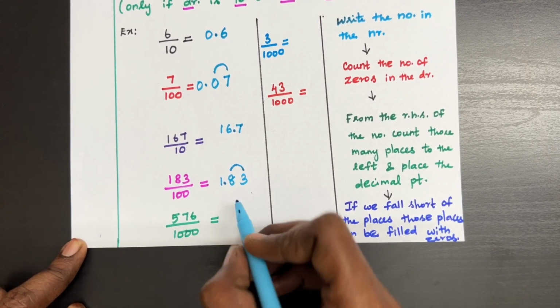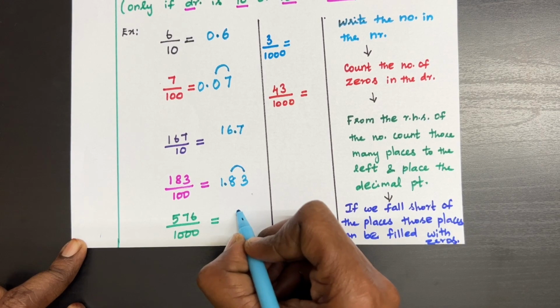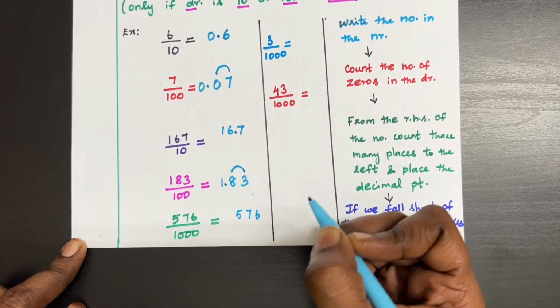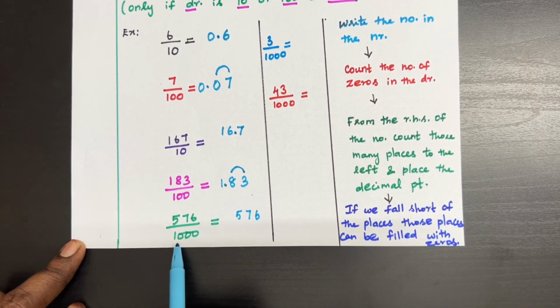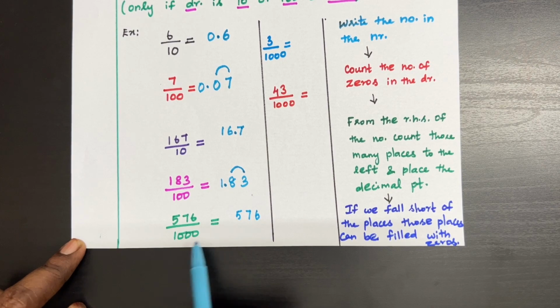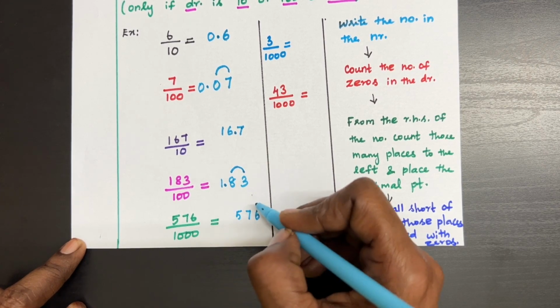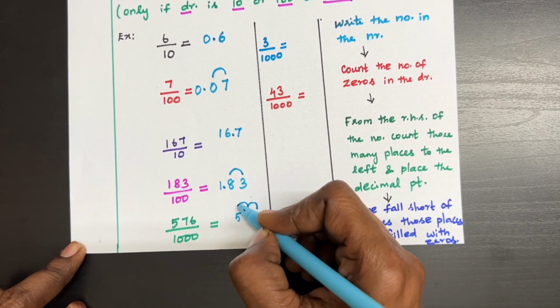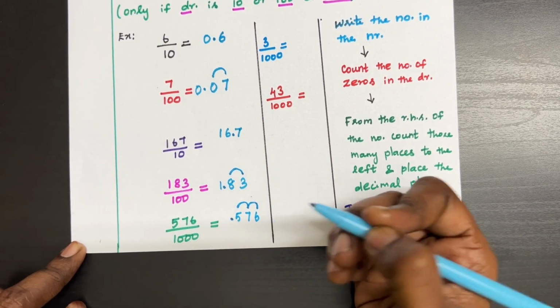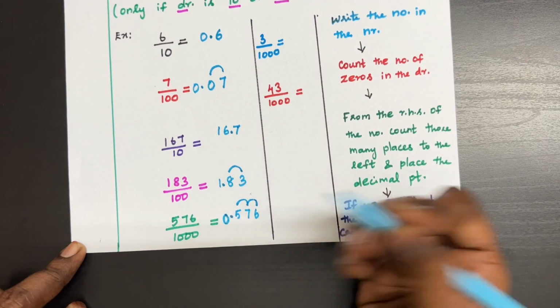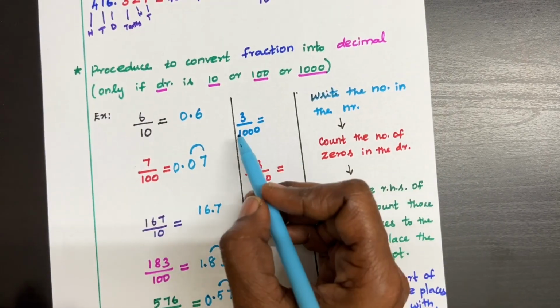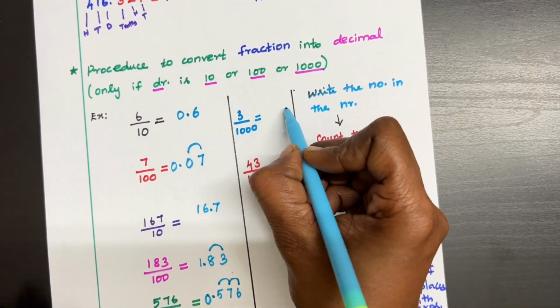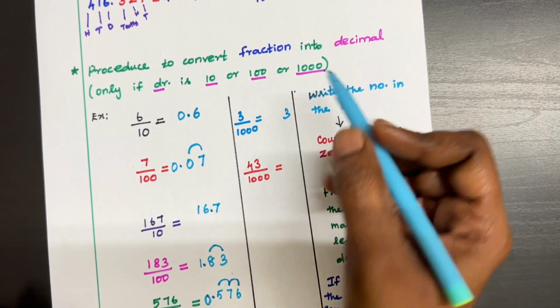See here, 576 divided by 1000. Just write 576. How many zeros in the denominator? 3. So I am going to count 3 from the right. 1, 2, 3. I am going to place my point here. 0.